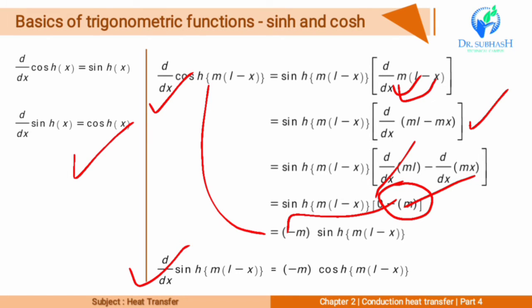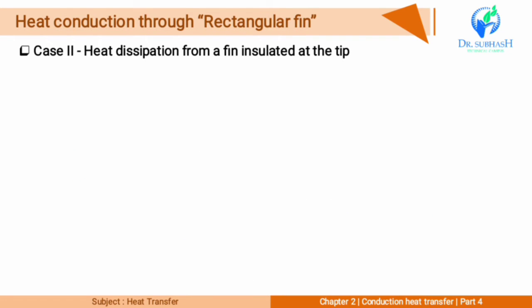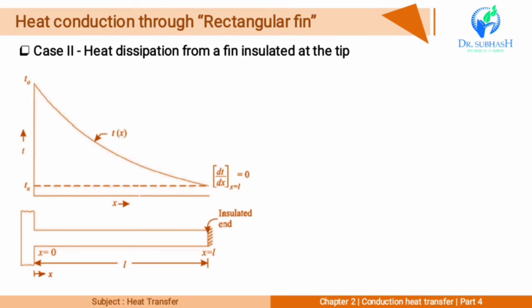Now let's learn our case number 2 and 3. Our case number 2 is heat dissipation from a fin insulated at the tip. The fins are not likely to be so long that their temperature approaches the surrounding temperature at the tip. A more realistic situation is for heat transfer from the fin tip to be negligible, since the heat transfer from the fin is proportional to its surface area, and the surface area of the fin tip is usually a negligible fraction of the total fin area.